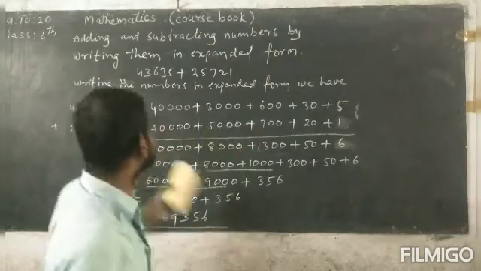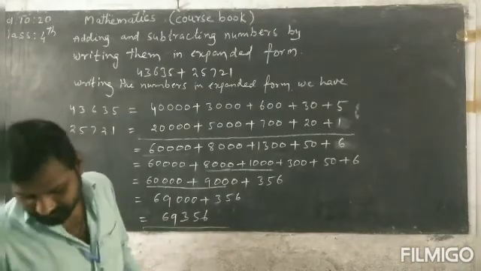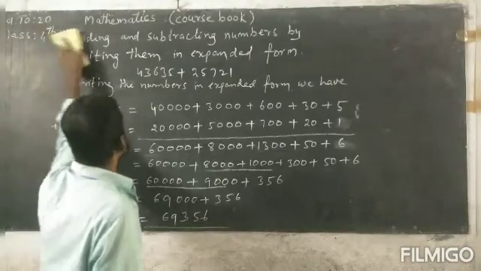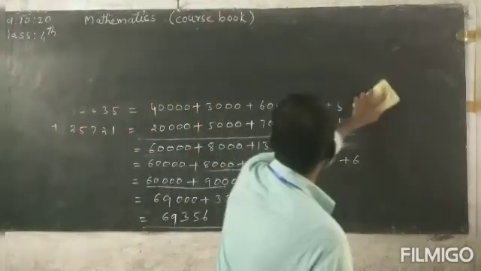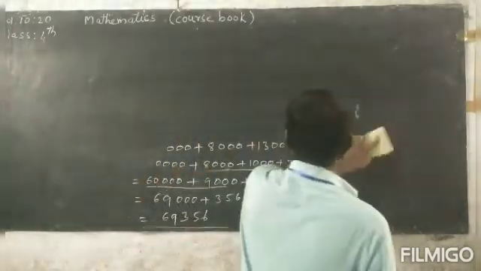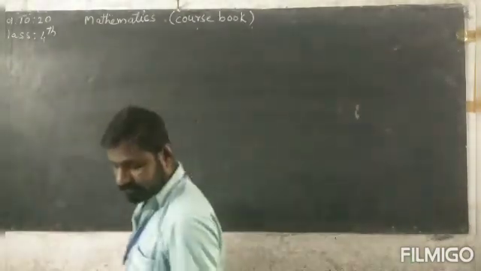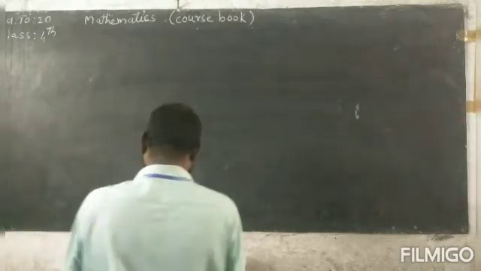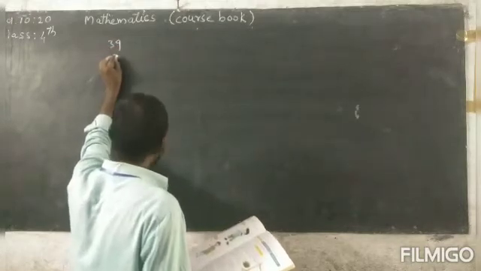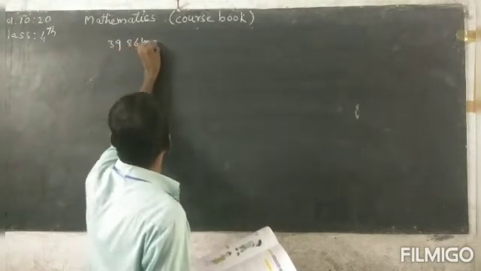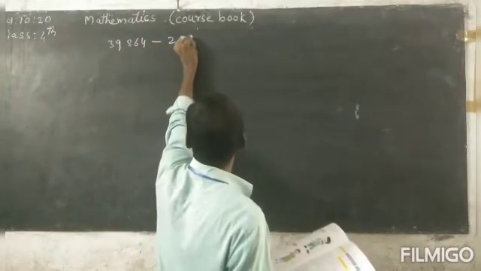Now next, page number 28. From your course book, page number 28. Next, see, 39,864 minus 26,840.